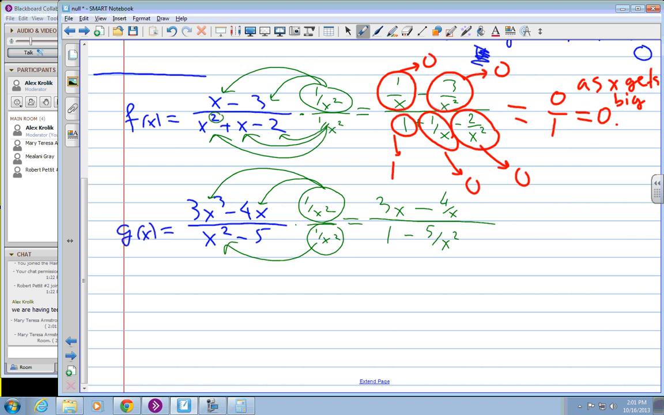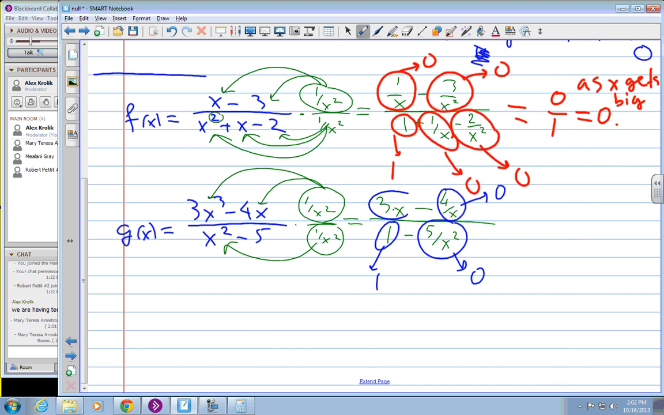But we don't. See, that's the thing. I'm not saying that it's going to be 0, because look, what happens to 5 over x squared as x gets big? Where's that going to go? No, 0. Every time you have x in the denominator and x gets bigger, bigger, bigger, the ratio will get closer to 0. How about 4 over x? Where's that going to go? 0. 1 equals 1, right? 1 is not going to go anywhere.